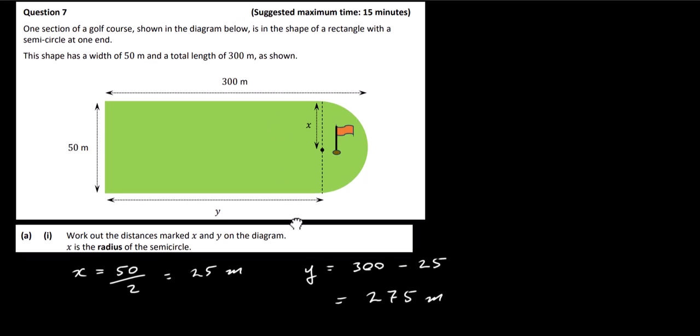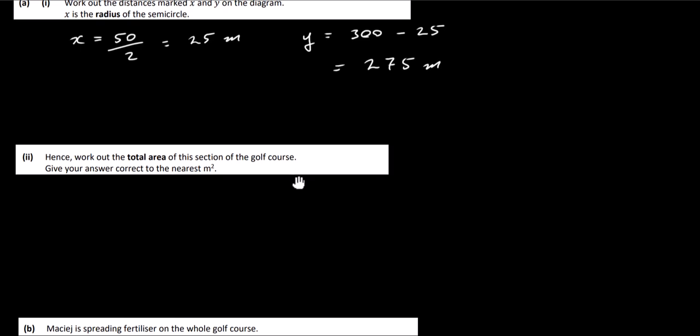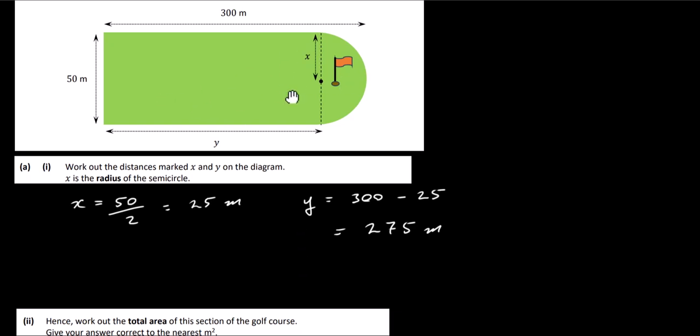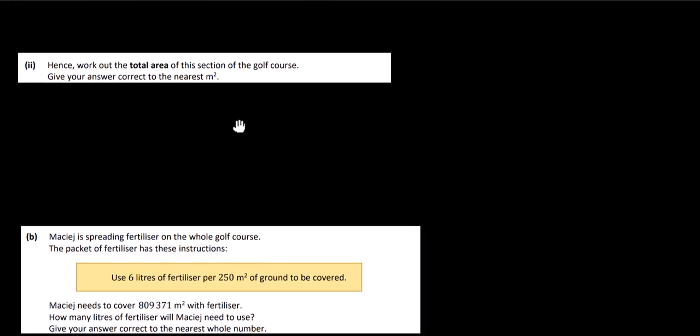Okay, so let's move on to the next question then. Hence, work out the total area of this section of the golf course. Give your answer correct to the nearest square meter. So you've got to work out the area of this green part here. The green part is made up of this rectangle and this semicircle. The area of a rectangle is just length times width. We have the width now. The area of a semicircle is half the area of a circle, so it's half pi r squared. So we have all those numbers, so we can just put them into those formulas.